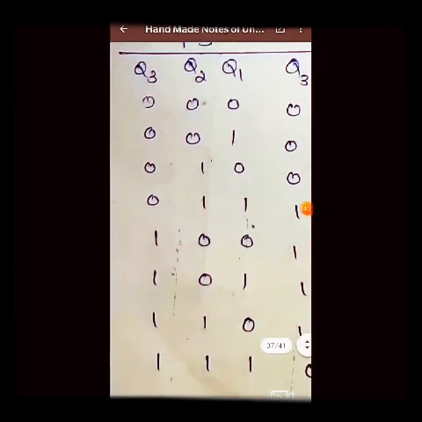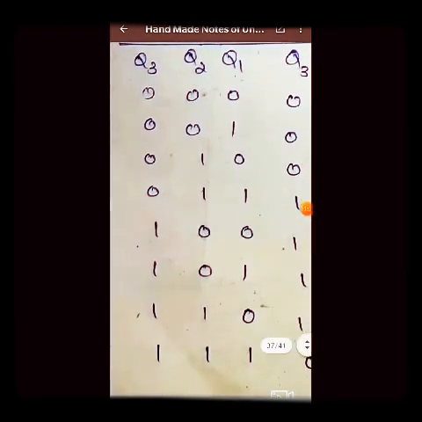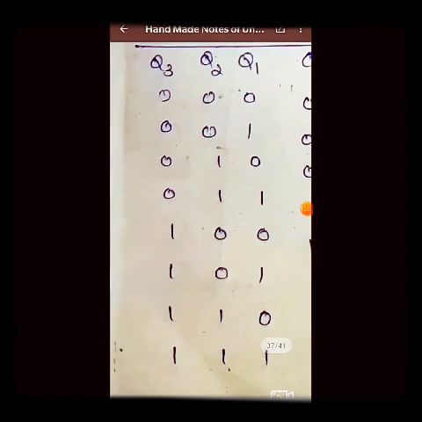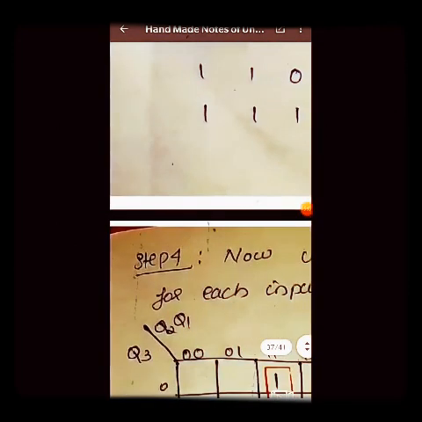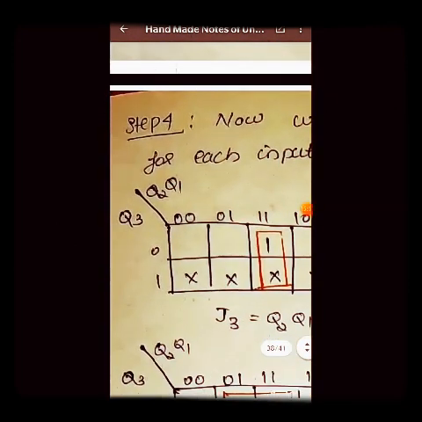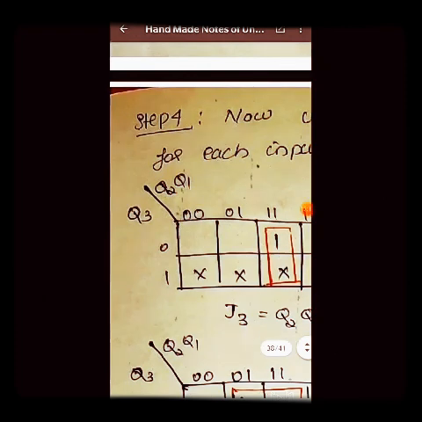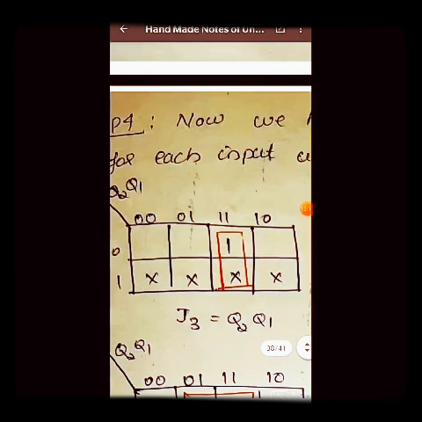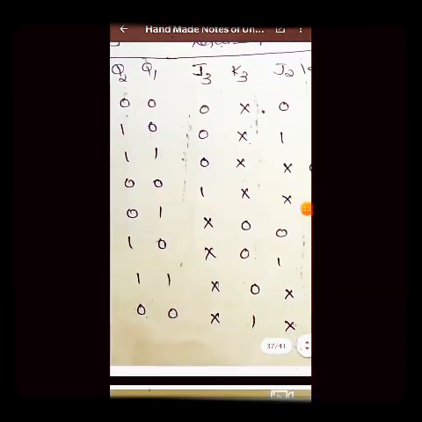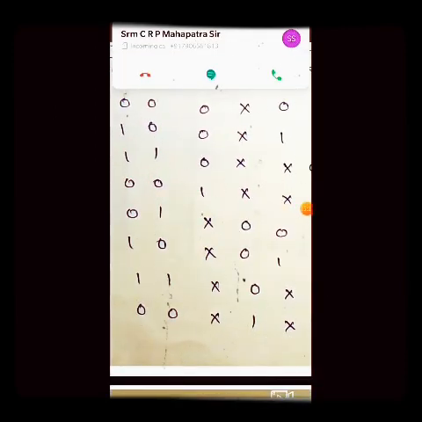So you can put the value of 1 in this Q1 Q3 Q2 box. So 0 1 1. So where is 0 1 1? Here you can see the first row is 0 of Q3, and the third column is Q2 Q1 of 1 1. So you can put 1 here. Right, now what about the rest, the 4 crosses? Now there are 4 crosses of J3.